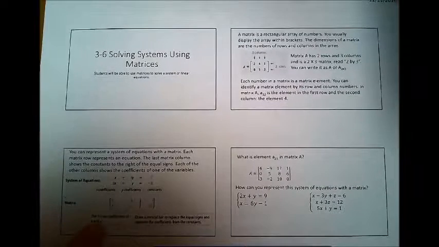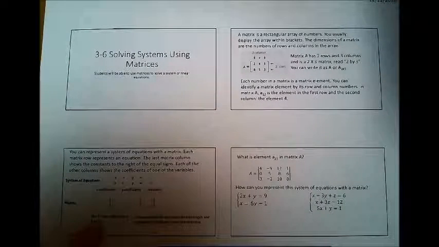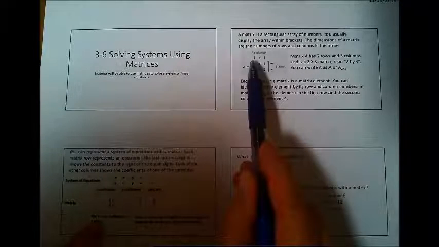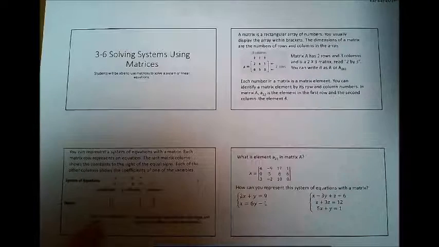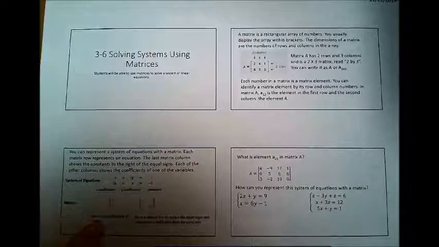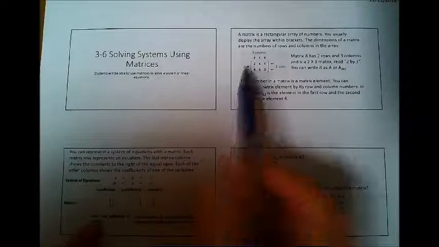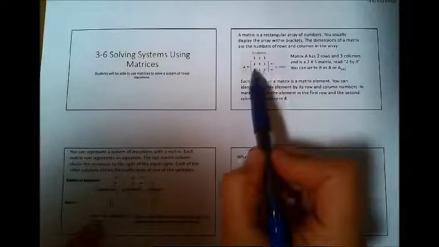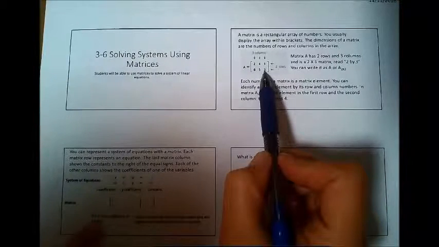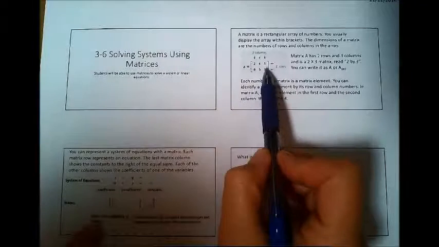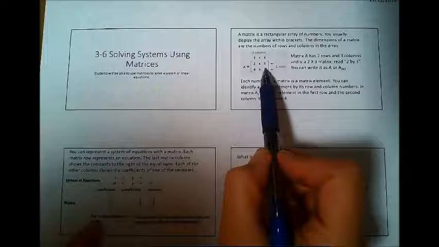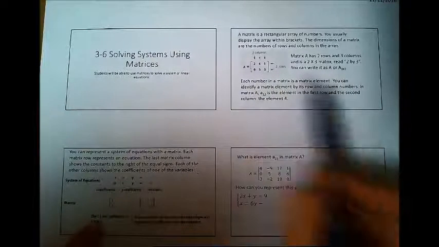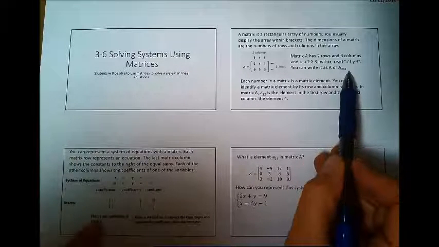So let's get started. A matrix is a rectangular array of numbers. You usually display the array within brackets. The dimensions of a matrix are the numbers of rows and columns in the array. So matrix A here has 2 rows and 3 columns. Columns are up and down, rows are side to side. So matrix A is a 2 by 3 matrix, and you can write it as either matrix A or A 2 by 3.